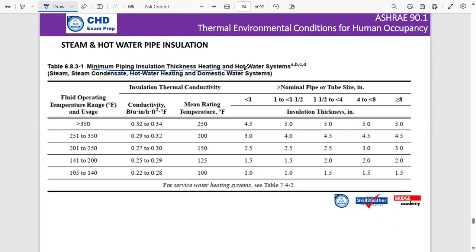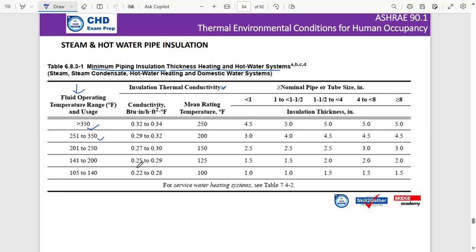Thickness, heating and hot water system. If you follow the first column, the fluid operating temperature and the range has been provided, like 350 degree Fahrenheit or more, from 251 degree to 350 degree Fahrenheit. Starting from 105 degree Fahrenheit to 305 degree Fahrenheit, we got all the temperature here at the first column. The second column is about insulation thermal conductivity. For instance, the first column here we got thermal conductivity of the chosen insulation.